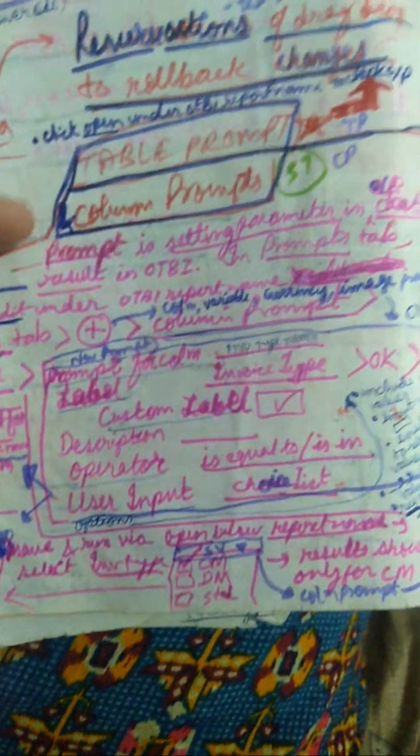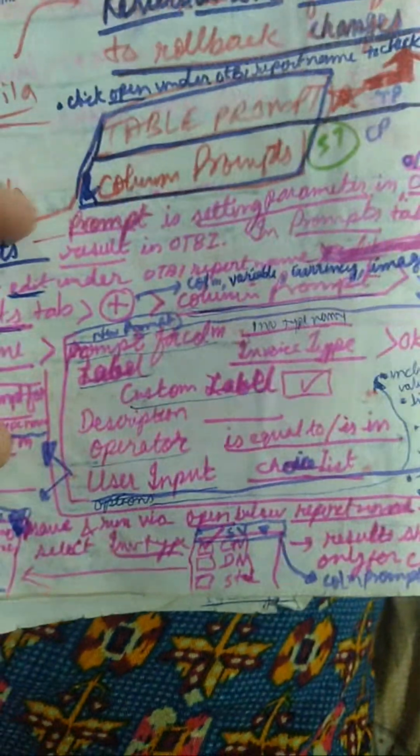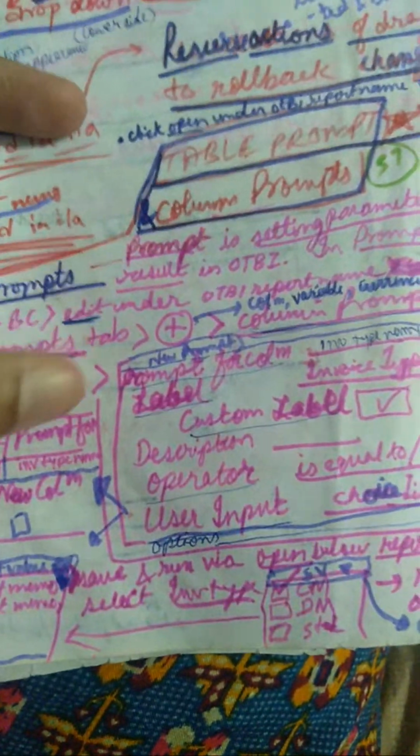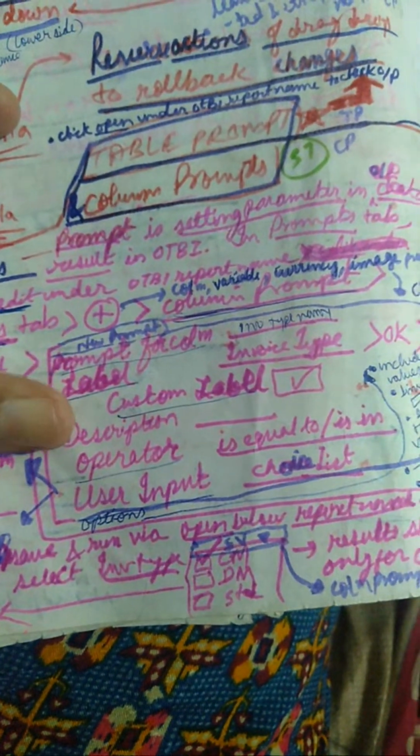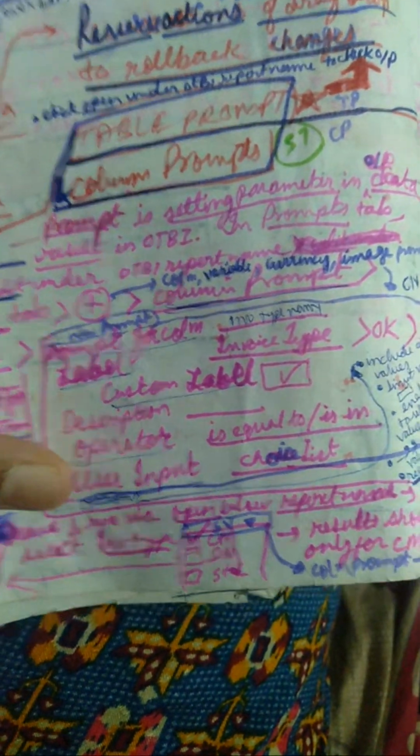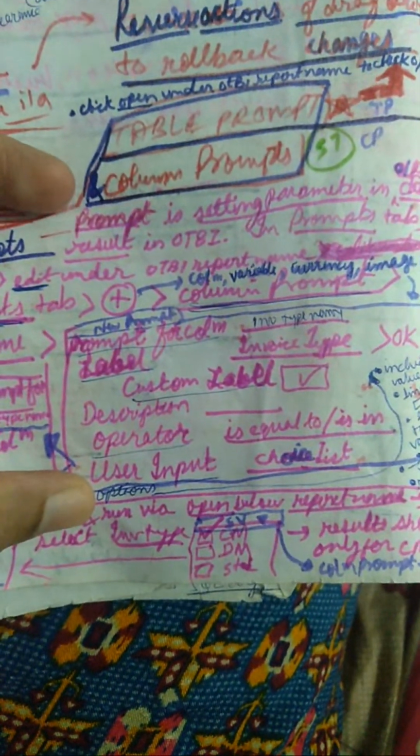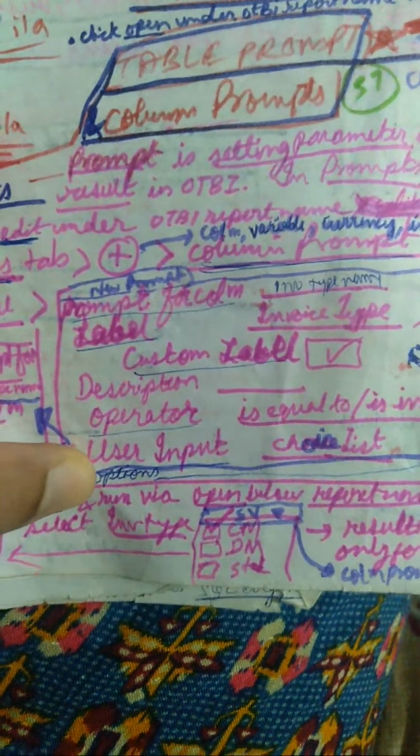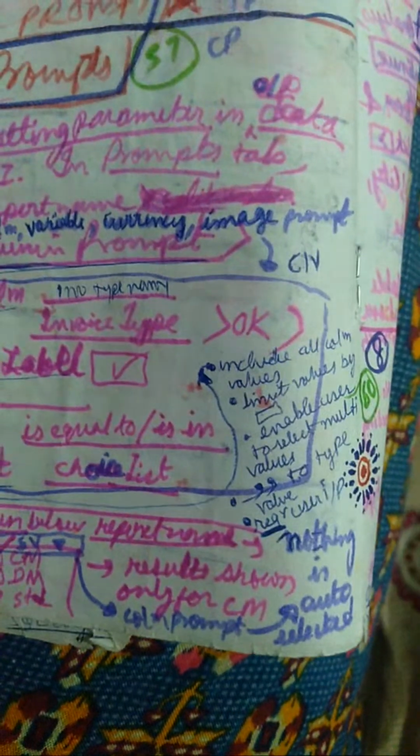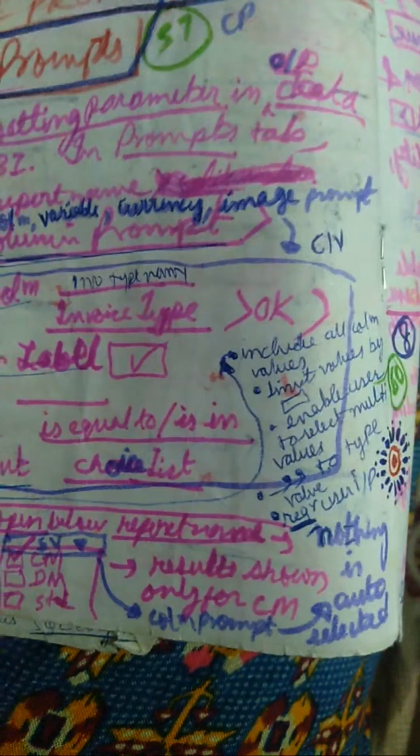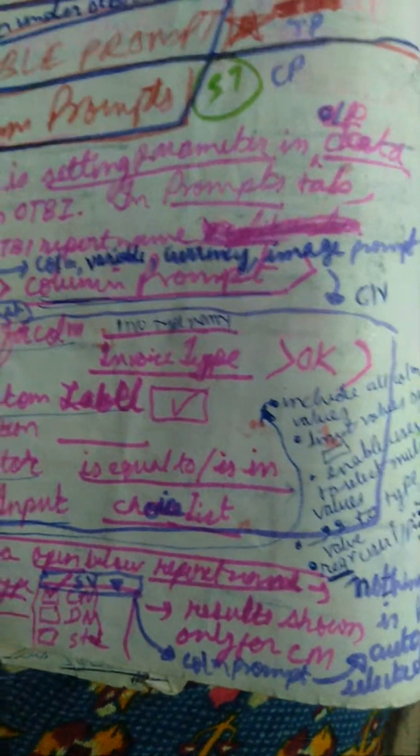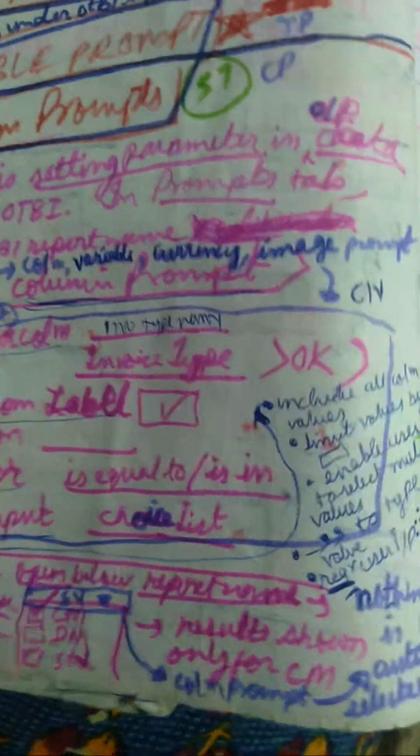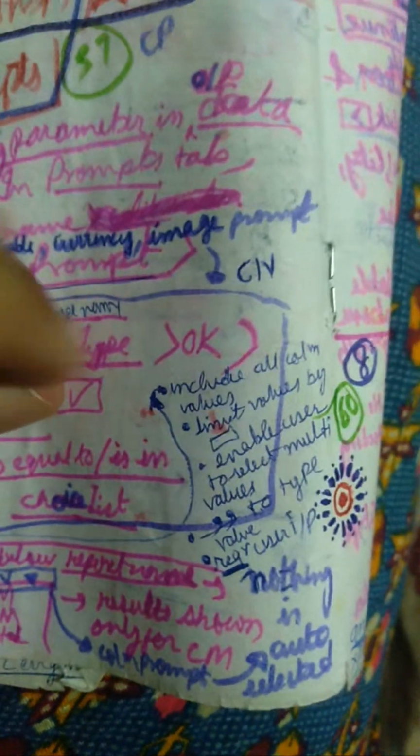So after clicking this, this particular section appears: prompt for column, label, custom label, description, operator, user input, and all that. After that, one more section of options appears here, which I missed in the last video. That is how I want to display the values. First of all, the first option is to include all the column values.